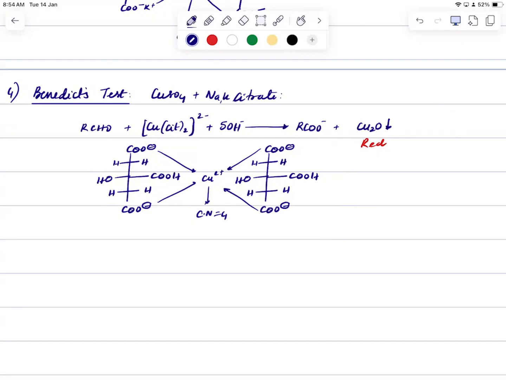It is becoming a complex. The overall idea is we need to keep the copper 2+ stable until the aldehyde approaches. Once the aldehyde approaches, the copper will get reduced and the aldehyde will get oxidized.